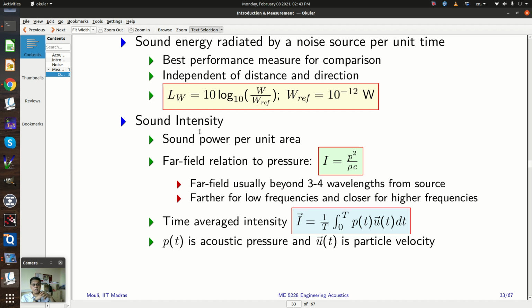Normally far field means far away from the source. Free field means no reflections, far field means far away from the source. Far away is usually in terms of wavelengths, about 3 to 4 wavelengths from the source. Obviously, far field is farther for a low frequency wave compared to a high frequency wave. The time averaged intensity is defined by 1 by T times the integral of the pressure times the particle velocity. All of these, as I said, we will look at subsequently. You just need to know that intensity is the way to do this.